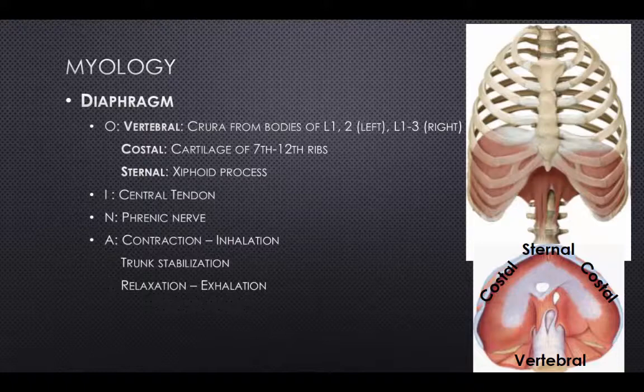The diaphragm is innervated by the phrenic nerve, and its action is to contract during inhalation, it provides trunk stabilization, and it relaxes on exhalation. Contraction of the diaphragm increases the internal height of the thoracic cavity, thus lowering its internal pressure and causing inspiration of air. Relaxation of the diaphragm and the natural elasticity of lung tissue and the thoracic cage produces expiration.